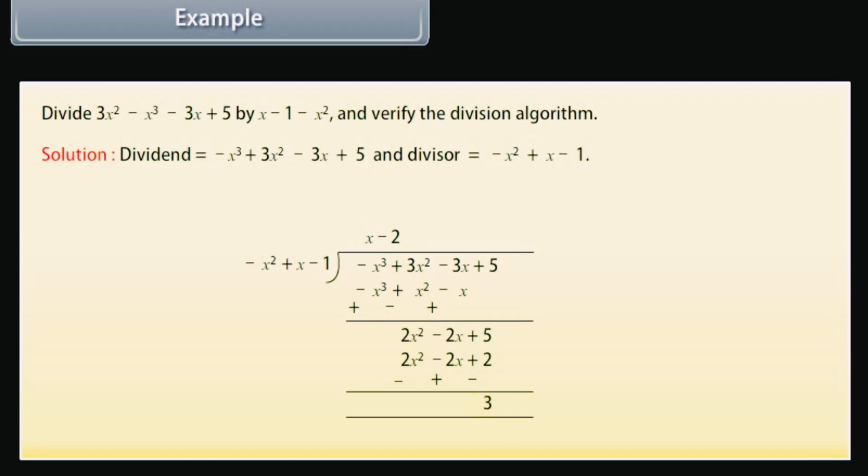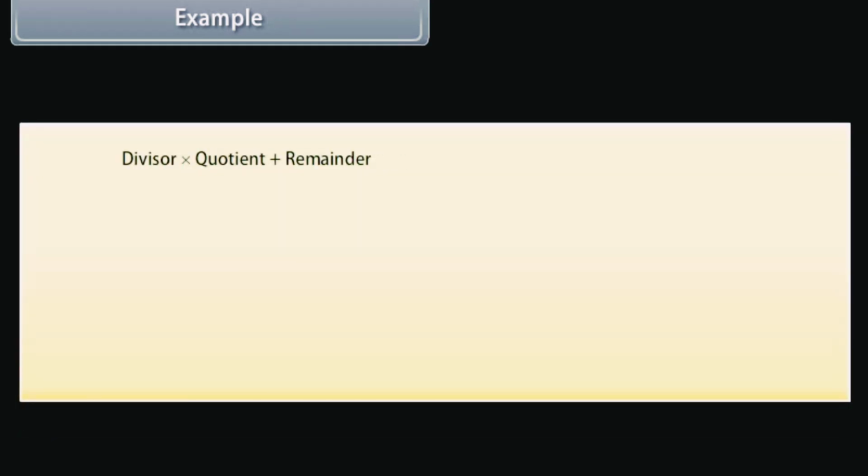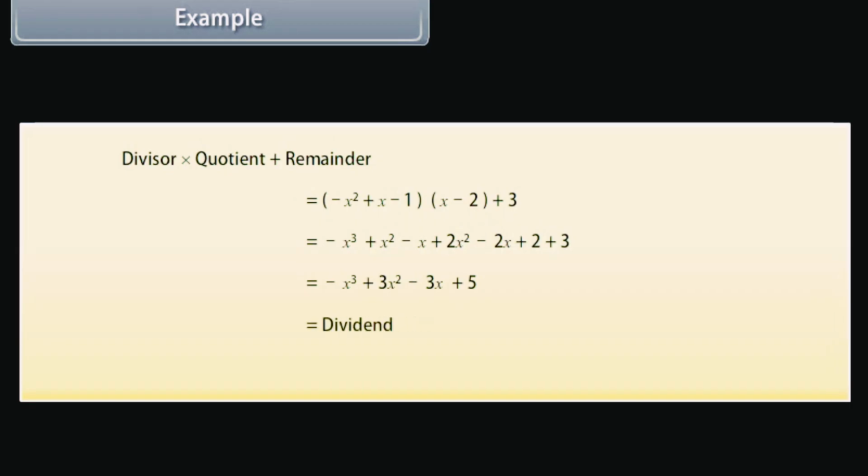Now to verify, let's see whether divisor times quotient plus remainder is equal to dividend or not. So, divisor times quotient plus remainder is equal to (minus x squared plus x minus 1) times (x minus 2) plus 3, equals minus x cubed plus x squared minus x plus 2x squared minus 2x plus 2 plus 3, equals minus x cubed plus 3x squared minus 3x plus 5, which is equal to the dividend. Hence, verified.